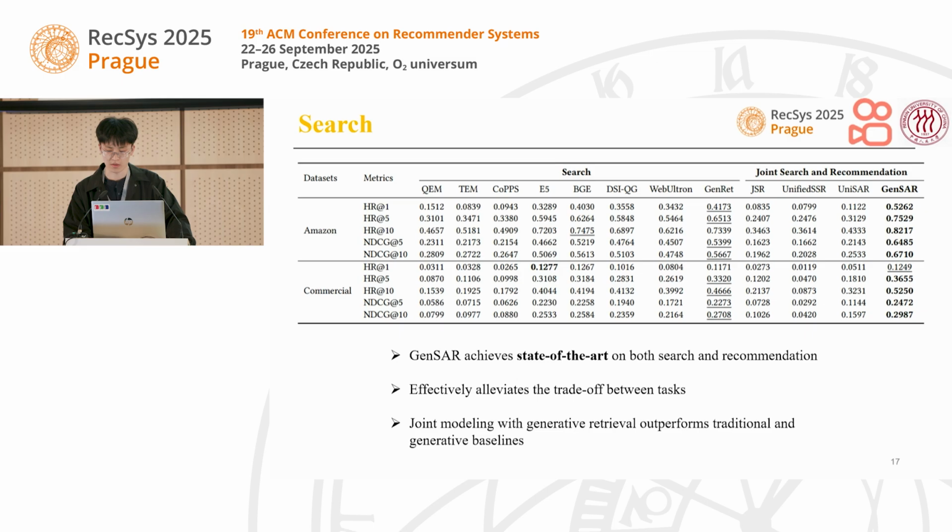From our experiments, we draw 3 key conclusions about GenSAR. First, it achieves state-of-the-art performance on both search and recommendation tasks. Second, crucially, GenSAR effectively alleviates the long-standing trade-off between the 2 tasks, balancing them well, unlike previous models. Third, our generative retrieval-based joint modeling approach outperforms both traditional and other generative baselines in the field.